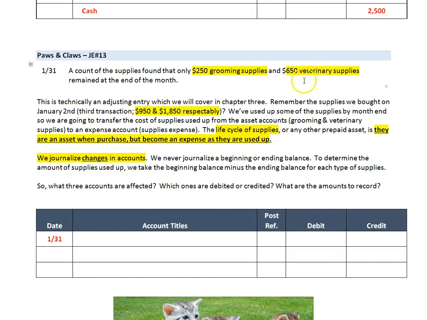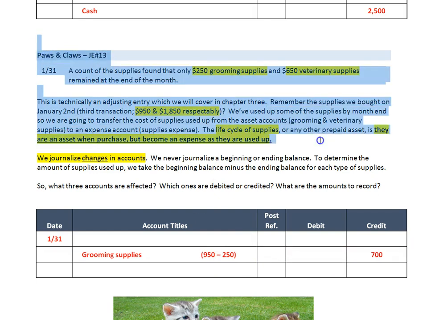Assets have a normal debit balance, but we want to decrease the supplies, right, by the difference. So 950 minus 250 is 700. So we're going to credit grooming supplies by 700. Again, we want to record the change in the account. So we take the 950 minus the 250.